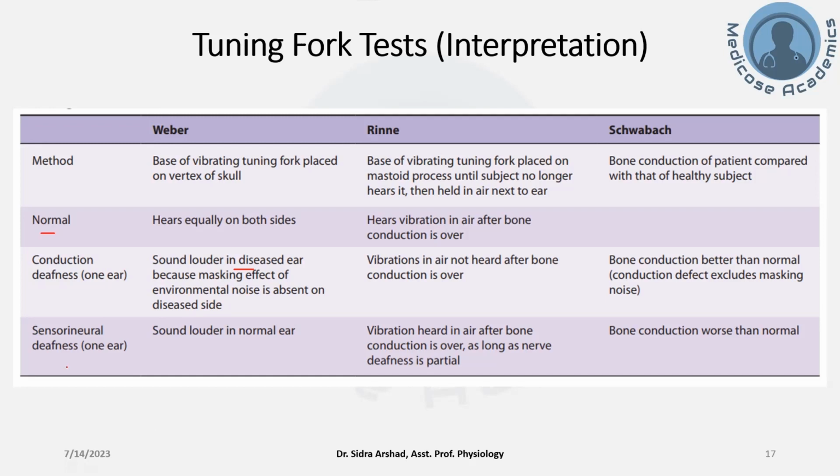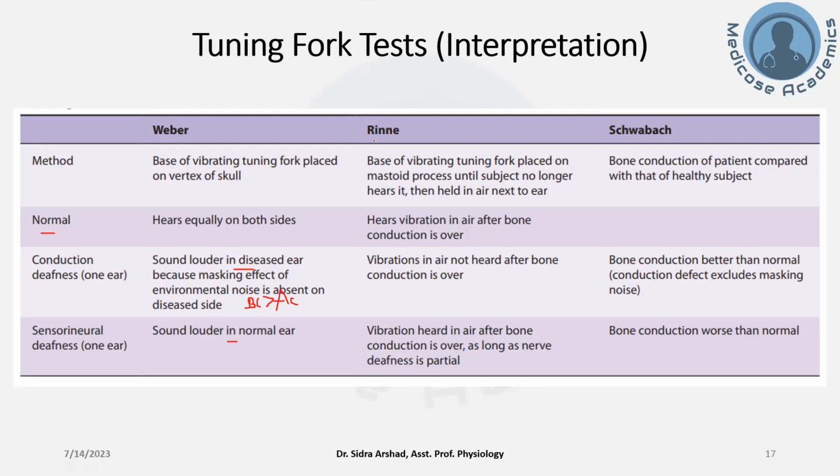On the other hand, in sensorineural deafness, obviously the sound will be louder in the normal ear, because that normal ear has the normal organ of Corti and the normal auditory pathway. So sound is going to be louder in the normal ear. So this has to be remembered: in conductive deafness, the bone conduction becomes even better than air conduction, because air conduction is now compromised because of the obstruction.